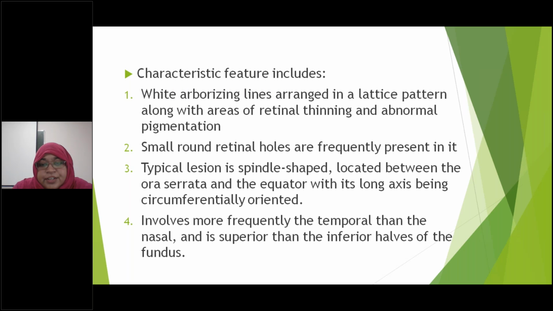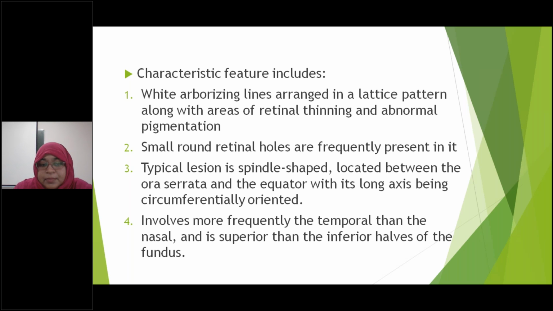How does lattice degeneration look? It looks like white arborizing lines arranged in a lattice pattern along with areas of retinal thinning and abnormal pigmentation. Small round retinal holes are frequently present in lattice degeneration. It is typically a spindle-shaped lesion, located between the ora serrata and the equator, with its long axis circumferentially oriented.